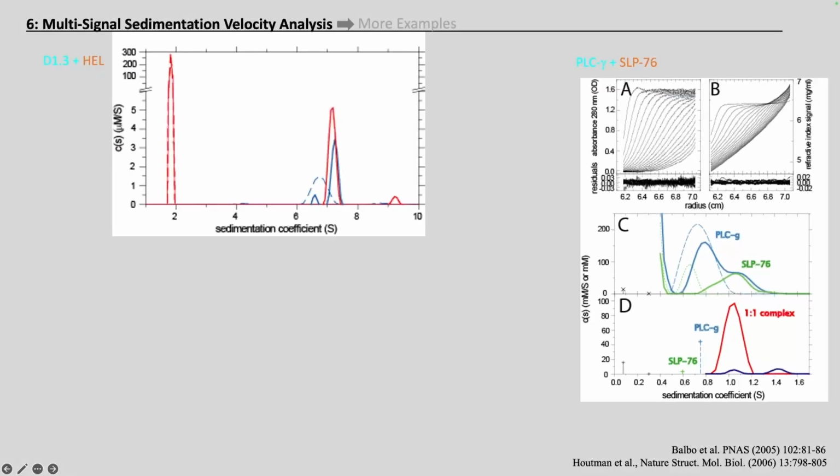Let us look at examples. You have already seen this one, so now let's look at two others. Here is an antibody D1.3 binding to hen egg lysozyme. The lysozyme by itself sediments at just below 2S and the antibody at about 6.5S. They have very different spectral contributions to interference and absorbance at 280 nanometers.